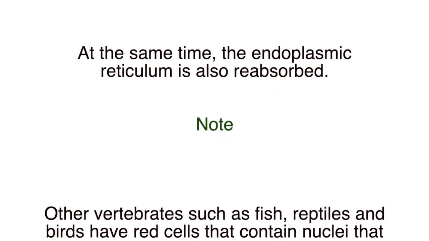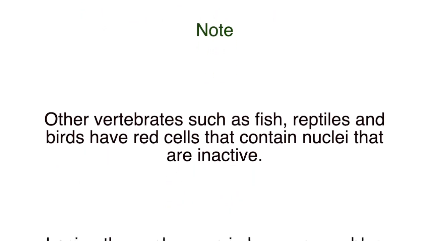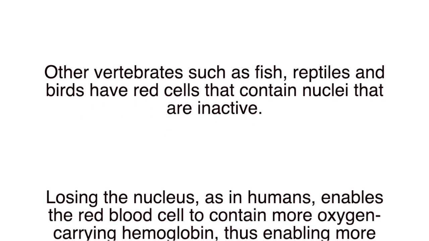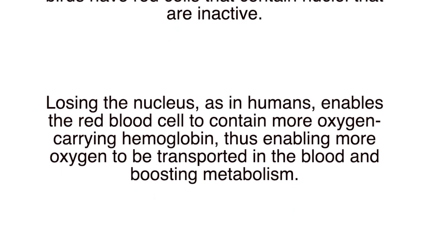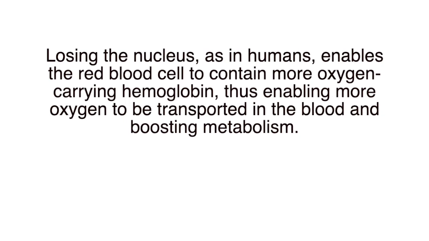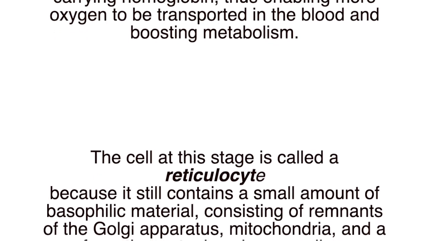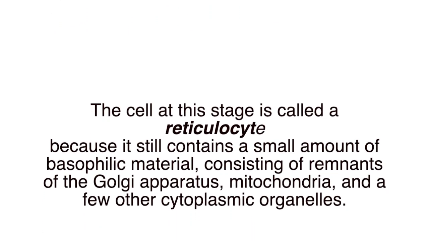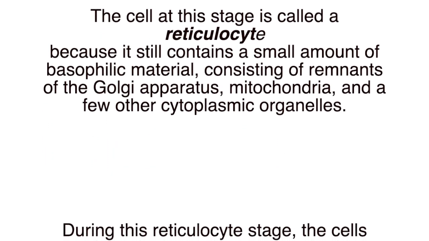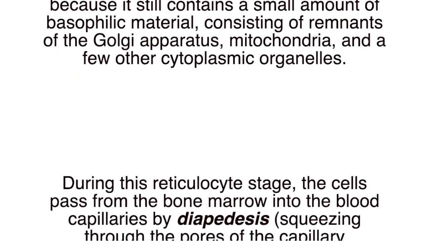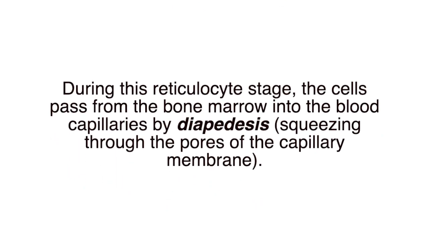Note: other vertebrates such as fish, reptiles, and birds have red cells that contain nuclei that are inactive. Losing the nucleus, as in humans, enables the red blood cell to contain more oxygen carrying hemoglobin, thus enabling more oxygen to be transported in the blood and boosting metabolism. The cell at this stage is called a reticulocyte because it still contains a small amount of basophilic material consisting of remnants of the Golgi apparatus, mitochondria, and a few other cytoplasmic organelles.